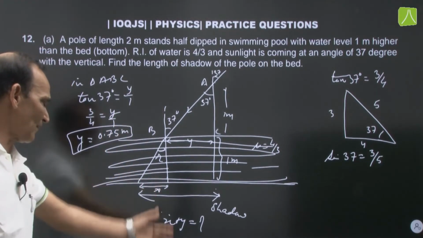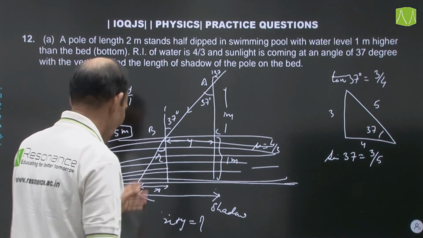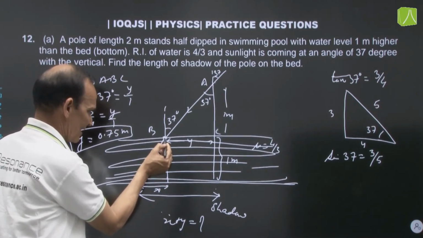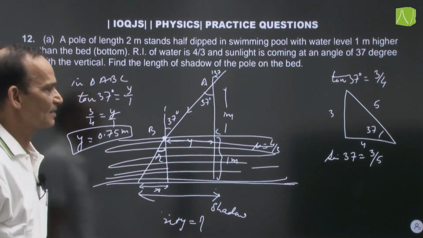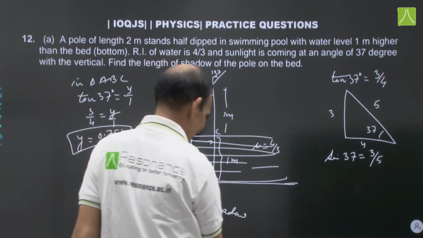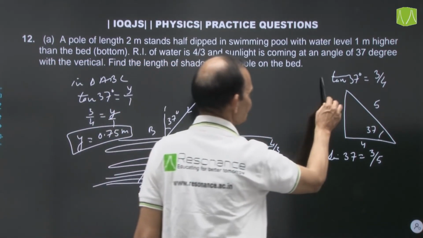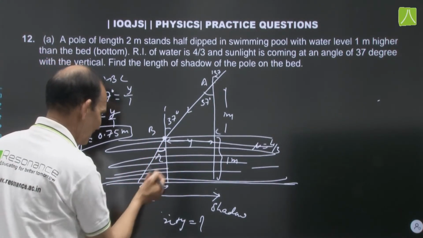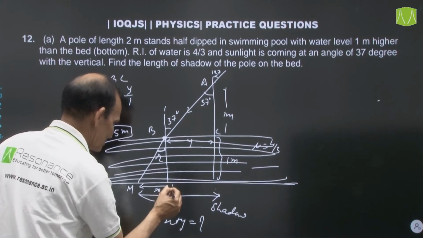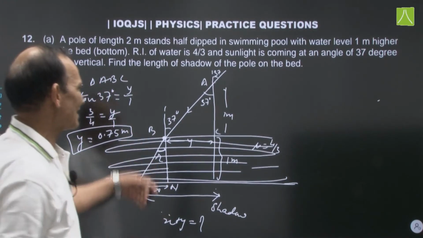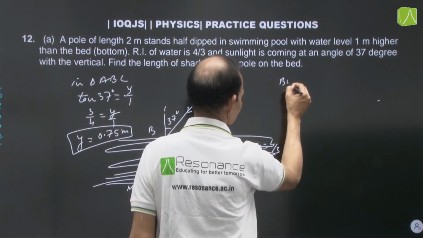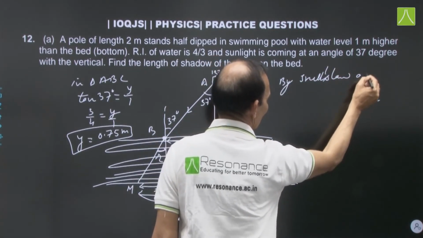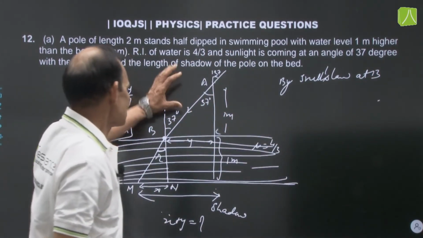Now you have to find the value of x. How will you find it? Think about it. x. It is r. We can apply Snell's law at this point B clearly. Now think about the triangle at B. Suppose this is M, this is N. By Snell's law, at B, it is here.